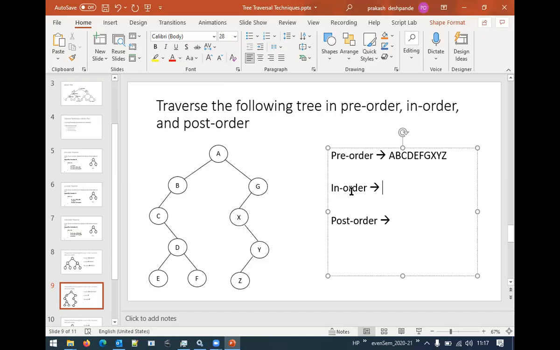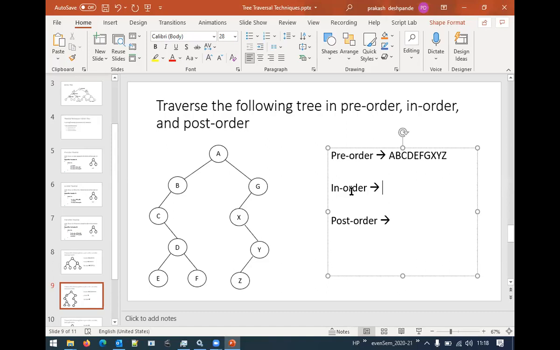Okay. Now, what about the post order? First, what should we do? Left, then right, and then the middle, that is the root. Now, start from the root A. Since it is a root, where should we go? We should go to the left of that. On the left of A, what do we have? B. Is B a root node? Yes. Then what should be done?